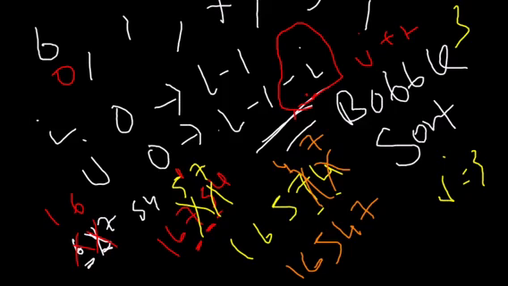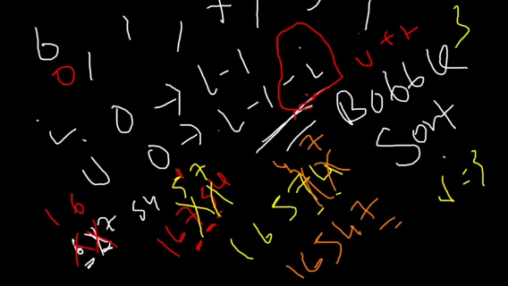So what you can deduce from this is that at the end the maximum value, like a bubble, floated down to the bottom. That's what I think you should take away from bubble sort, that the maximum value floats down to the bottom.